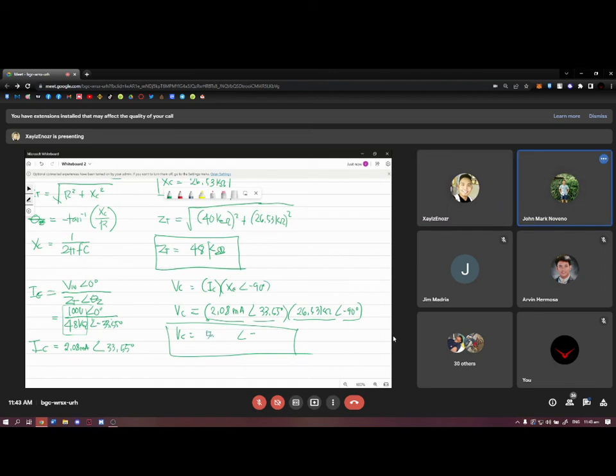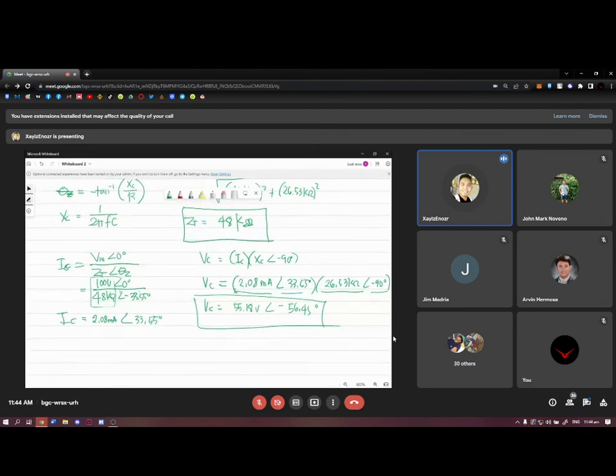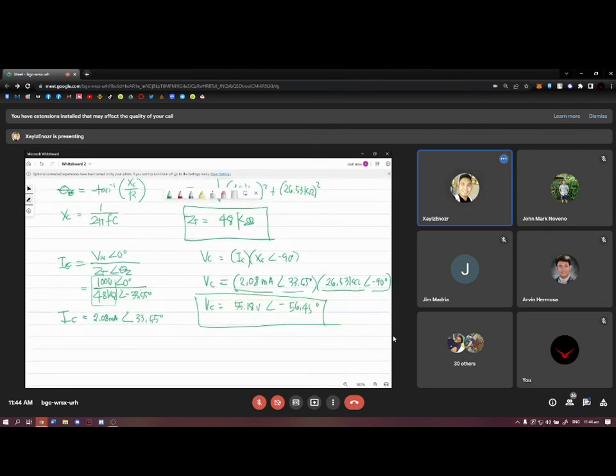55.18 angle negative 56.45 po. Okay. So once na makuha nyo yung voltage drop sa capacitor, yung angle na yan, that is the firing delay angle. Firing delay angle is 56.45 degrees.